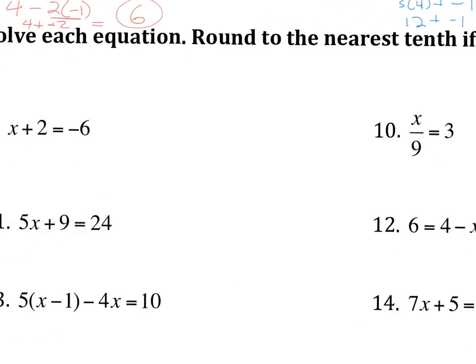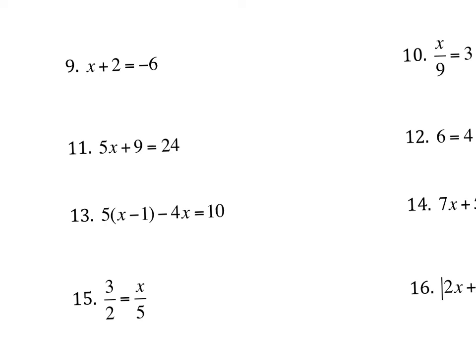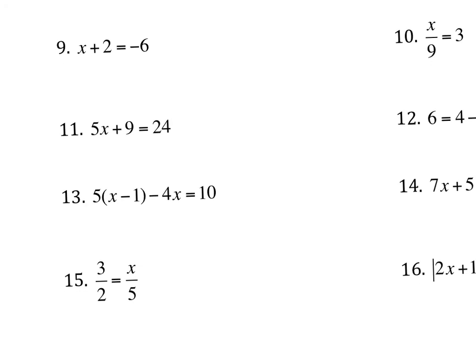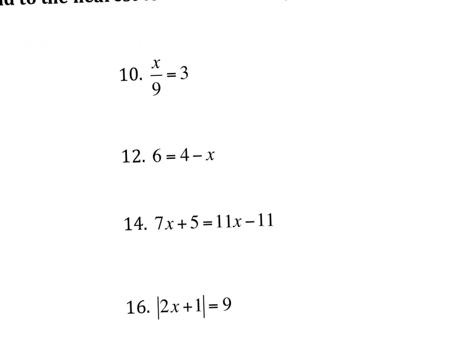Then we start getting to equations. So, if you look at number 9, real quick on equations, that's when we're talking about doing the same thing to both sides. We're going to do the opposite, get x equals negative 8. You can always go back in and plug them in and see if they work. Negative 8 plus 2 is negative 6. That works.